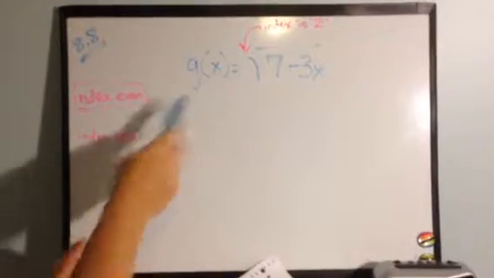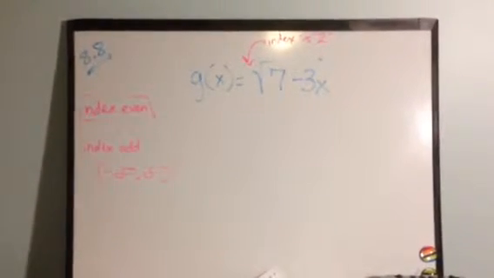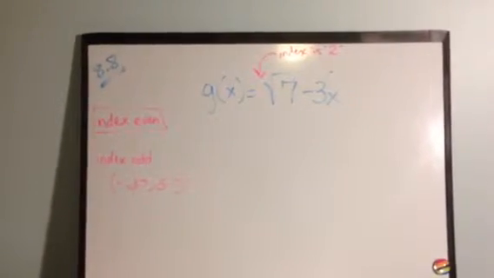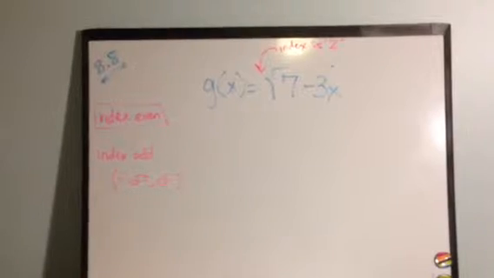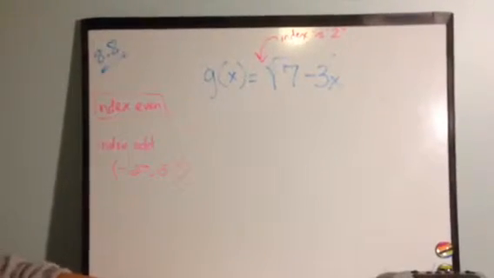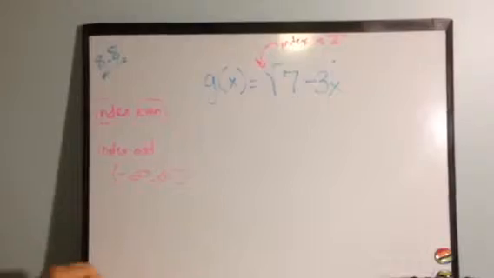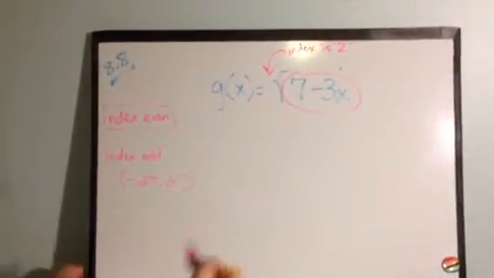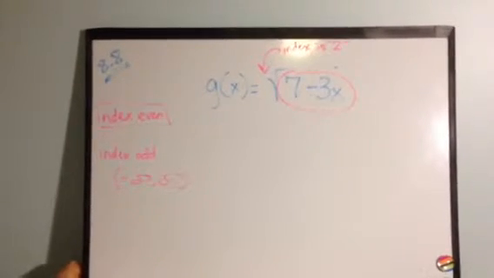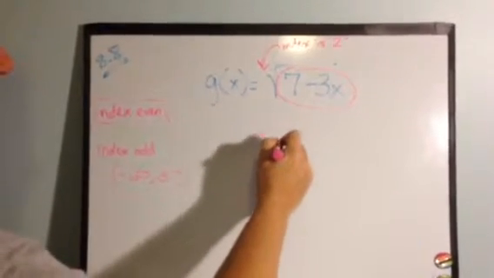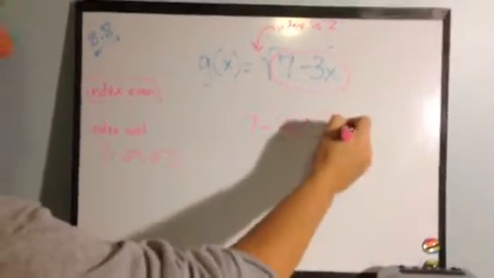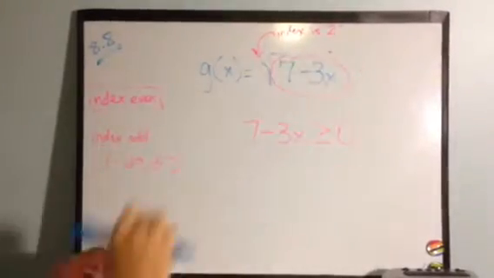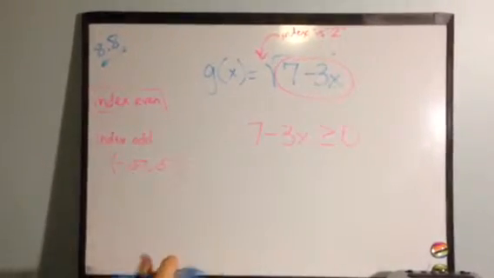So for this particular problem, my index is even, and as your notes say, if your index is even, the radicand must be non-negative. So it's going to have some numbers that are not in the domain. To figure out what is in the domain, we take my radicand and set it greater than or equal to 0 because I need it to be a non-negative number. So 7 minus 3x is greater than or equal to 0. This will tell me what x can be so that I'm finding the square root of a non-negative number.